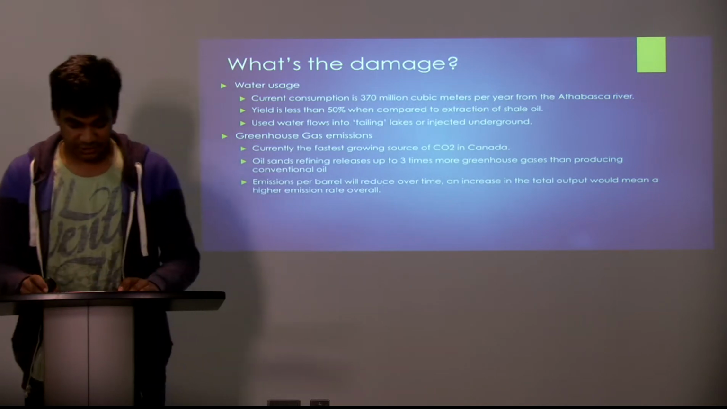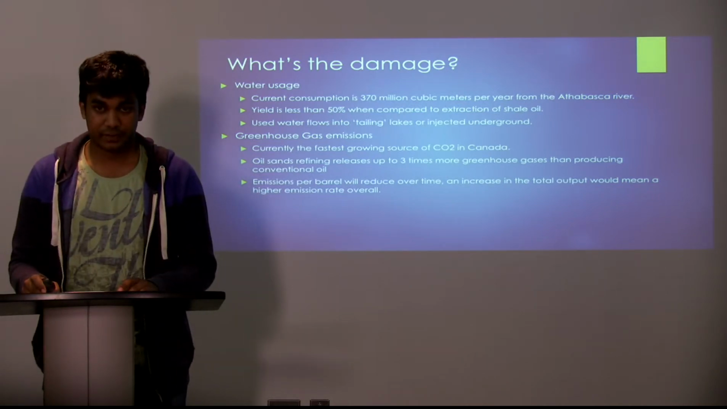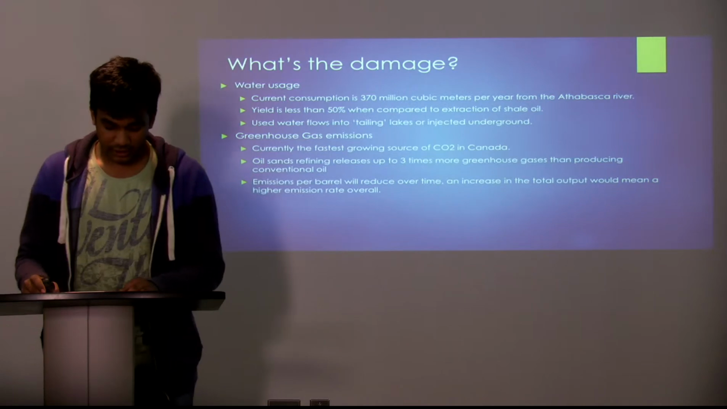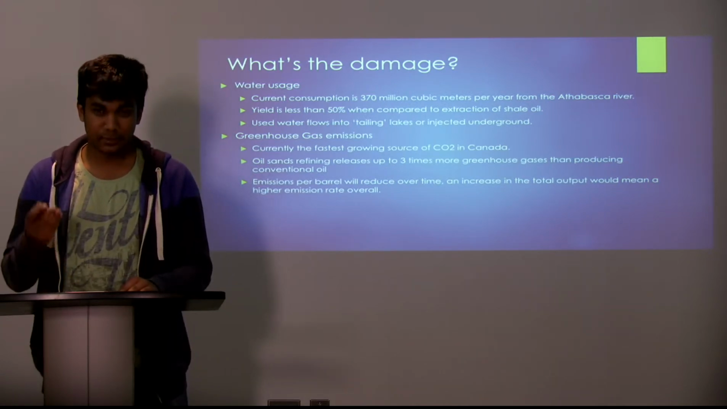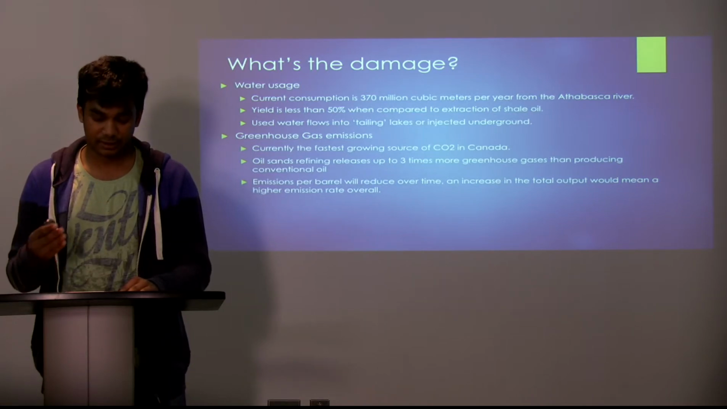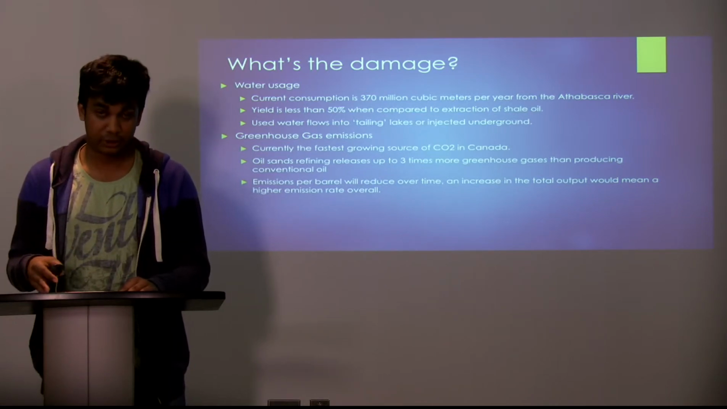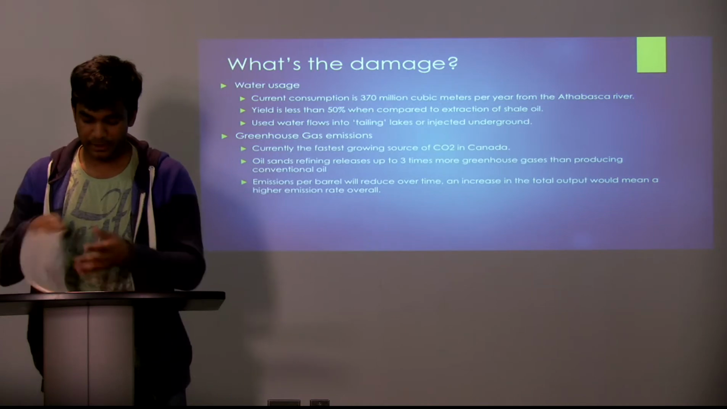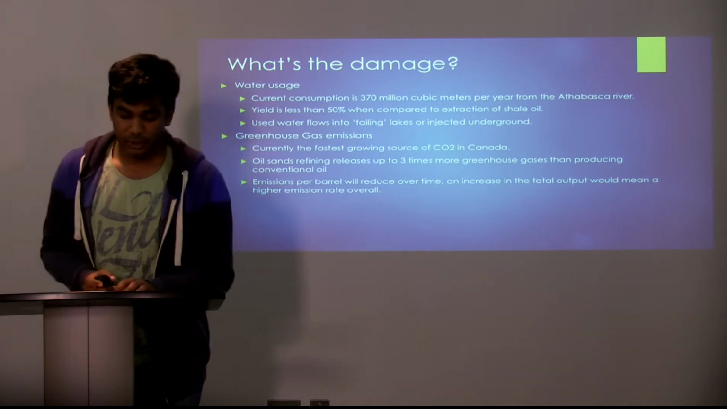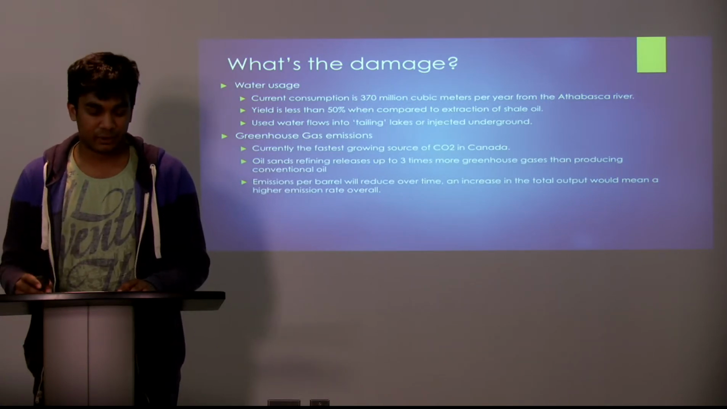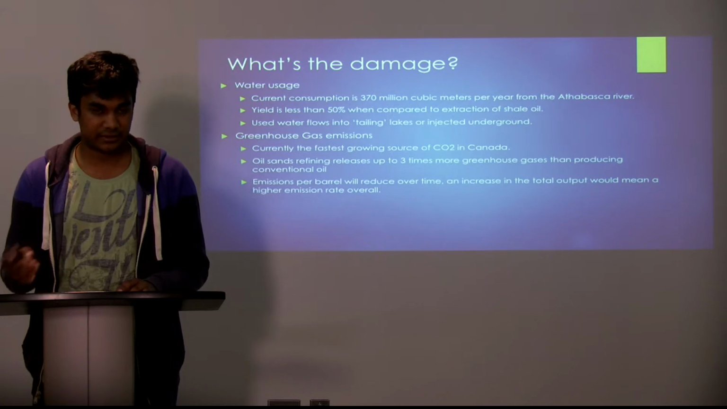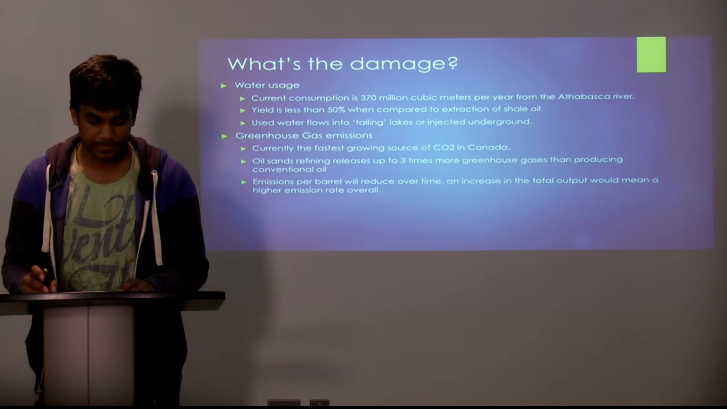Now for the greenhouse gas emissions, oil sands are currently the fastest growing source of carbon dioxide in Canada. This is mostly because oil sands extraction and refining emits almost 3 times the greenhouse gas emissions of conventional oil. Also, extracting bitumen is becoming more efficient, which means that there is less carbon dioxide emitted per barrel, but an increase in overall supply of bitumen means that there is an increase in emissions.